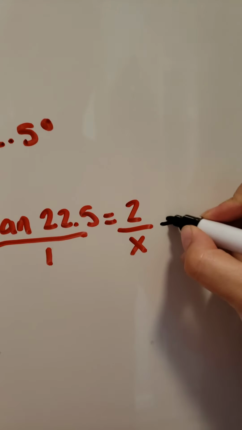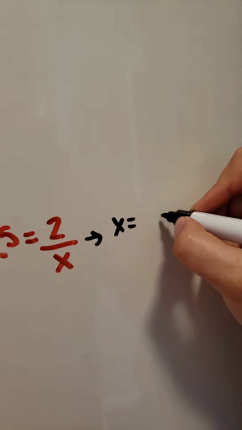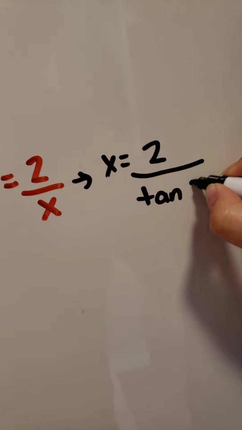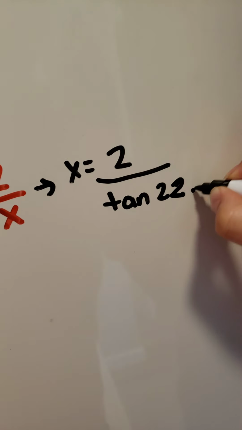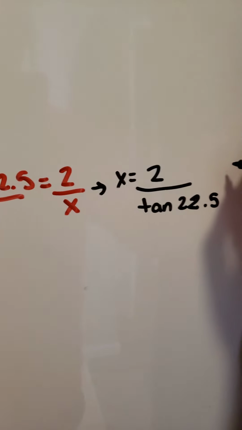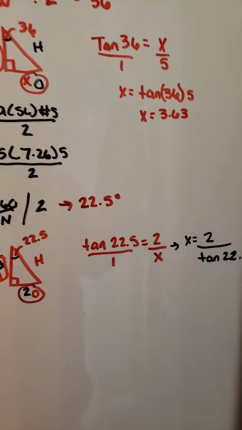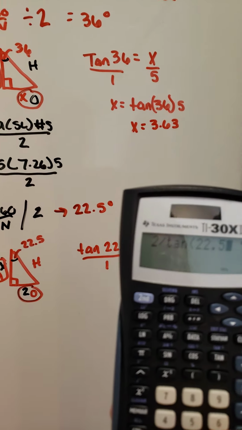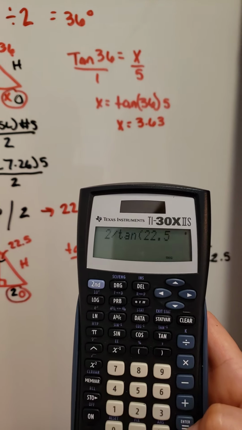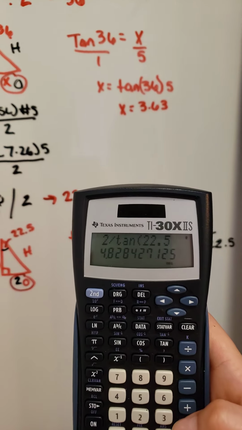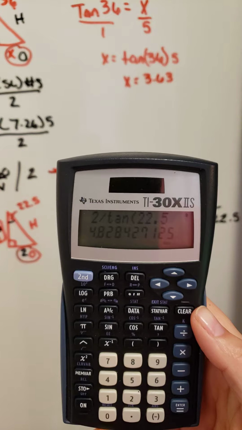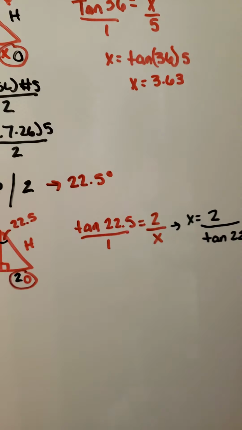And I would rewrite this as x equals 2 divided by tangent of 22.5. Remember that? So then you take your calculator and you're going to do 2 divided by tangent 22.5. Just like that. Hit equals and you get 4.828. We're going to round to the nearest hundredth, so we're going to do 4.83.